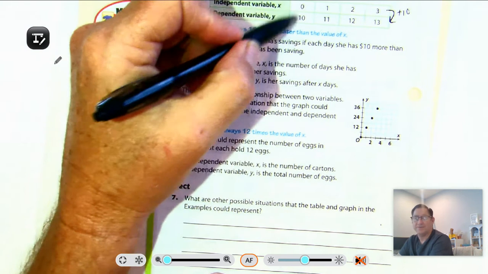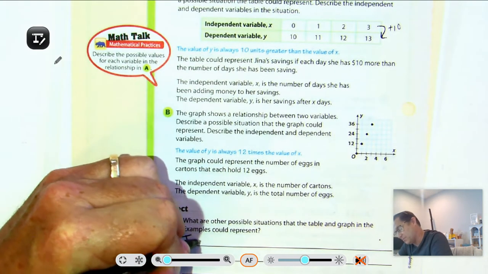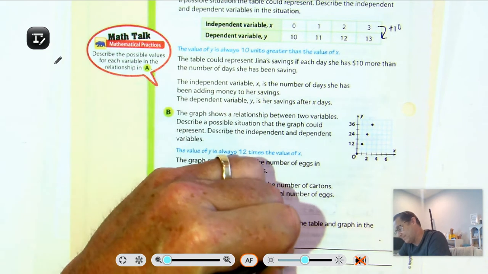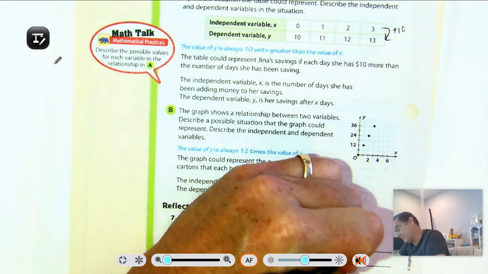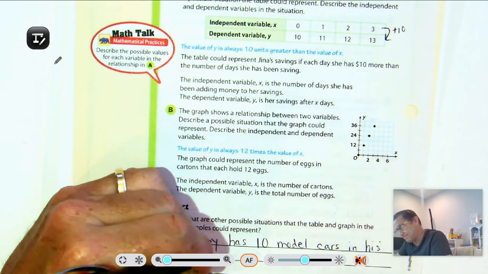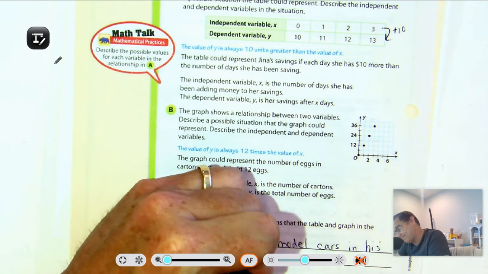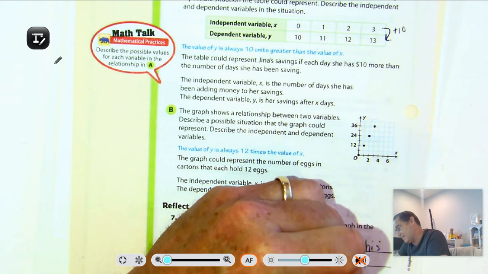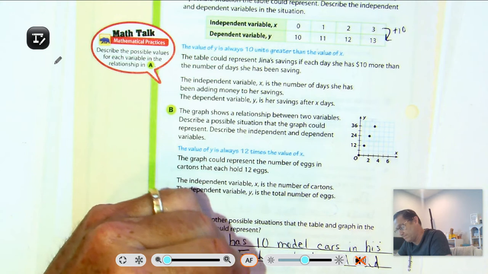So the table is 0 and 10, right? 1, 11. So I'm going to say something like, Jeremy has 10 model cars in his collection. Each week, he will add one new model car.